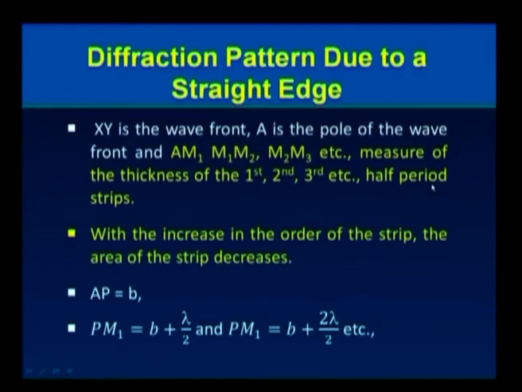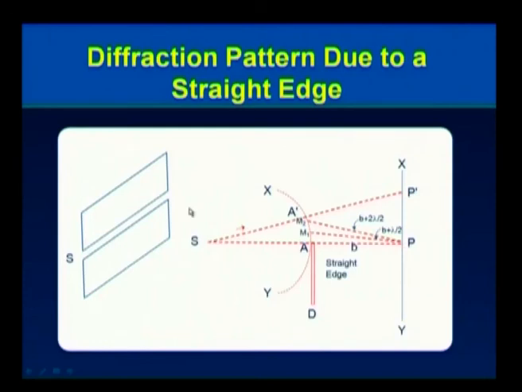So, PM1 is equal to B plus lambda by 2. This is P, this is M1. PM2 will be B plus 2 lambda by 2. These are things that you all know by now. So, you get what are called half period strips. The important point I want to emphasize: now, we are not constructing half period zones. Now, they are called half period strips. That is important, that I have underlined somewhere here. So, we are talking about half period strips, right.